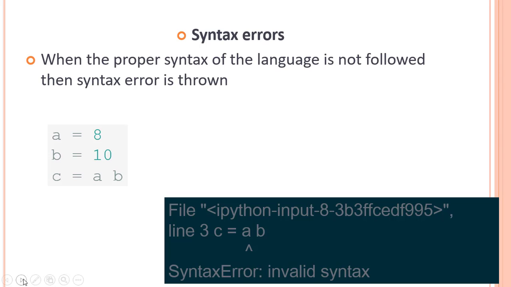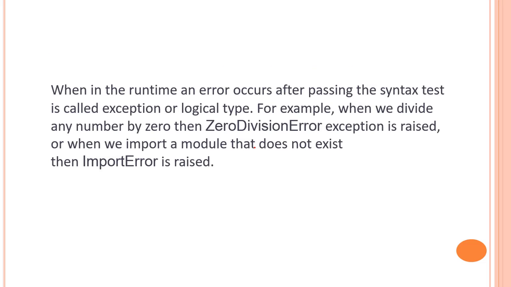Let's take this example. I have A equals 8, B equals 10, then C equals AB. I haven't mentioned any operator, so this is a kind of syntax error. If you want to add, you have to write plus. If you want to multiply, you have to write a multiplication sign. If you are not doing anything, then it will be a syntax error. Right now it is blank, so it will give me a syntax error because you are not following the proper syntax. Then we have logical errors, which are also known as exceptions.